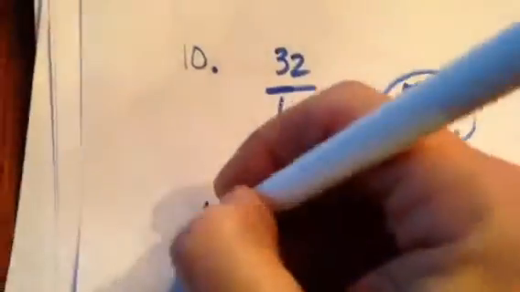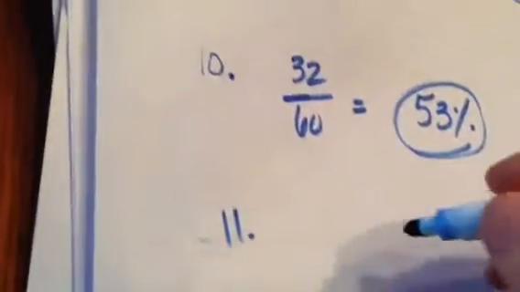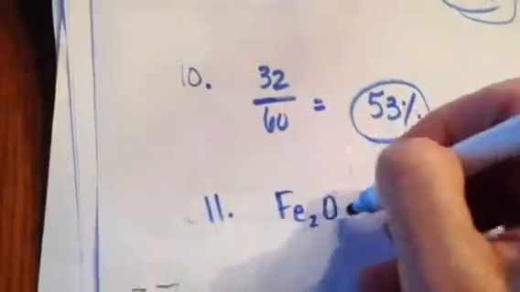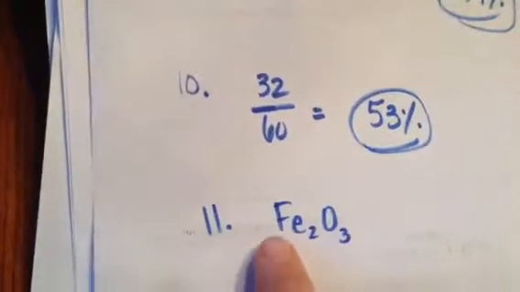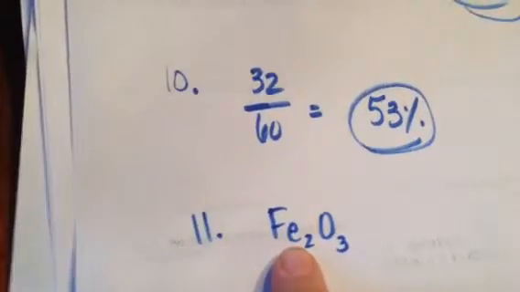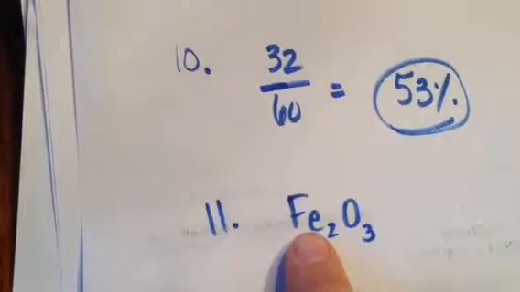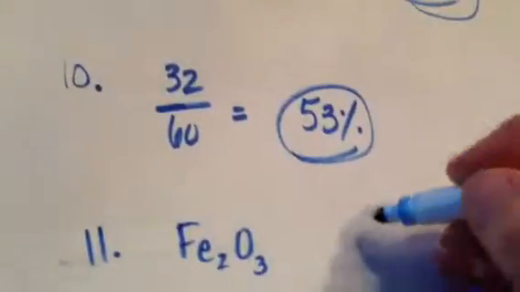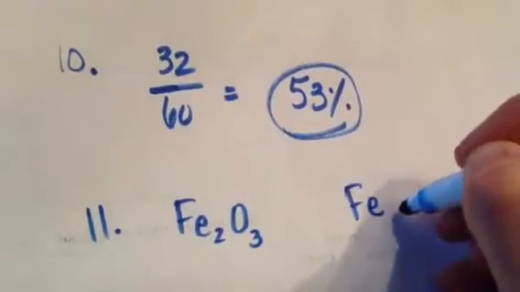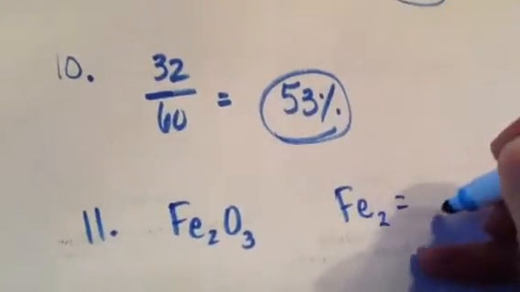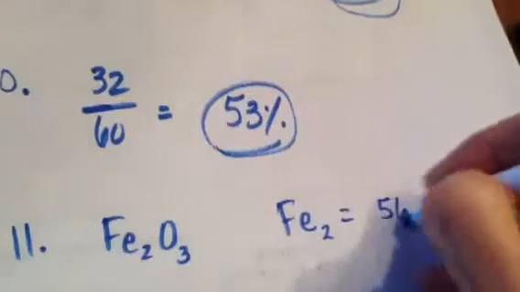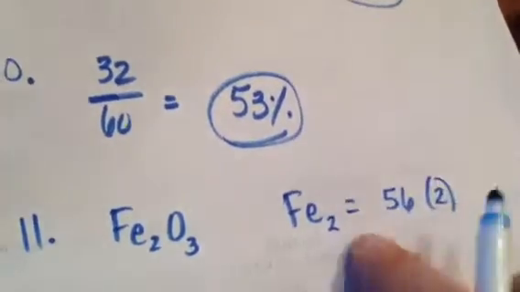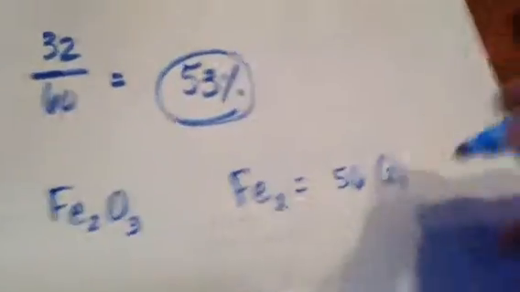Now, let's look at number 11 real quick. It says find the percentage of iron in Fe2O3, okay? Notice, look in the back. Who cares if you know what Fe is? But when you look in the back, you'll know that it's iron, okay? And there are two parts of iron. So go back in the book, look up what iron is, and it's 56. That's its atomic weight. There are two of them, and that gives you 112.